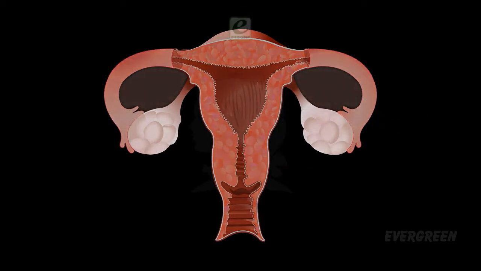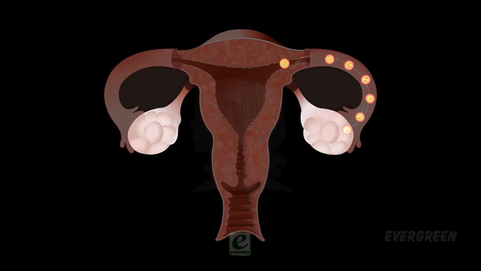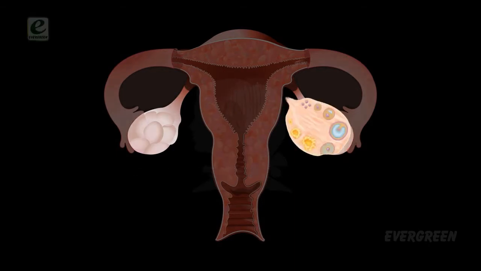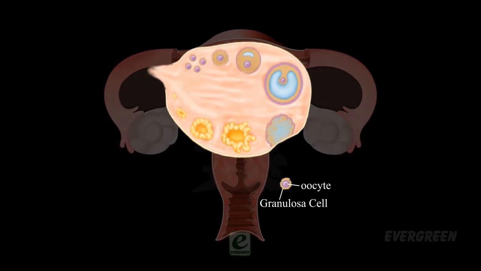On the surface of the ovary, many granule structures are seen, which are developing eggs called Graafian follicles. Out of these, only one follicle reaches maturity in each menstrual cycle. The two ovaries produce eggs in alternate cycles. The mature follicle ruptures, causing release of the oocyte. This is surrounded by a mass of granulosa cells, called ovulation.